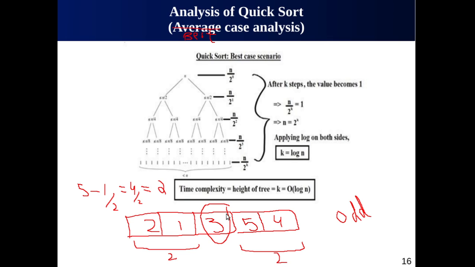So let me repeat. For the best case, we have two possibilities. Possibility number 1, when the list has odd numbers. In that case, the pivot will become the middle element and both sides will contain an equal number of elements, and we can generally write that each side will have n minus 1 divided by 2 elements. That is the first possibility. The second possibility is that there is a difference of 1 between the two sublists on either side of the pivot. It will happen if the array has an even number of elements.